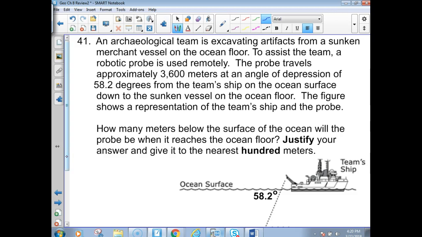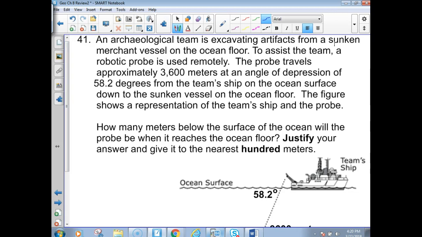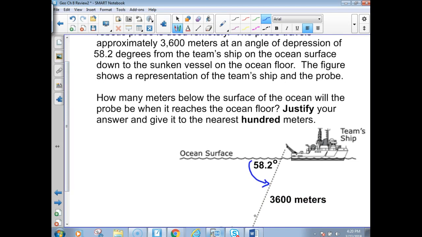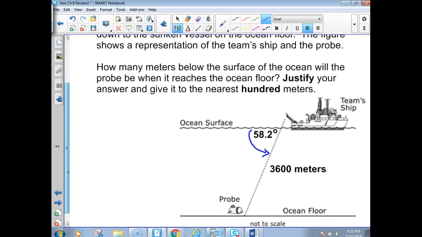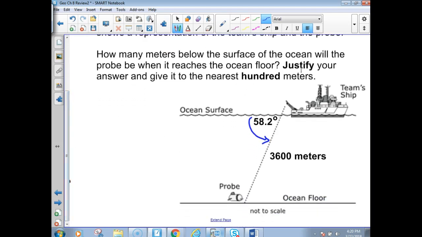Okay, 41, the last problem. An archaeological team is excavating artifacts from a sunken merchant vessel on the ocean floor. To assist the team, a robotic probe is used remotely. The probe travels approximately 3,600 meters at an angle of depression of 58.2 degrees. That's what this is, and the probe has gone the 3,600 meters down to the sunken vessel on the ocean floor. The figure shows a representation of the team's ship and the probe. How many meters below the surface of the ocean will the probe be when it reaches the ocean floor? Justify your answer and give it to the nearest 100 meters.